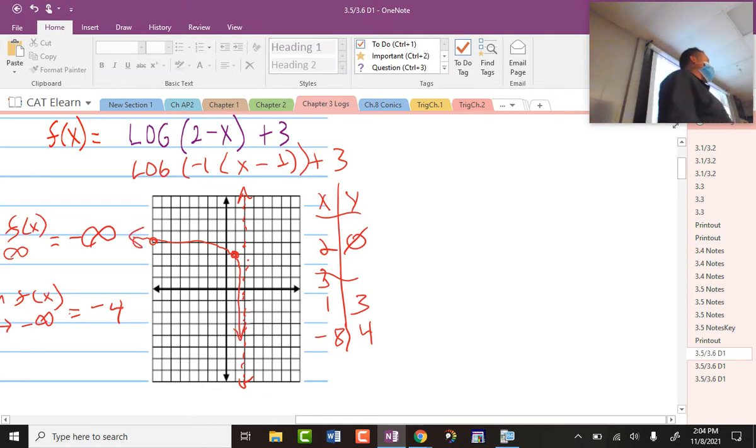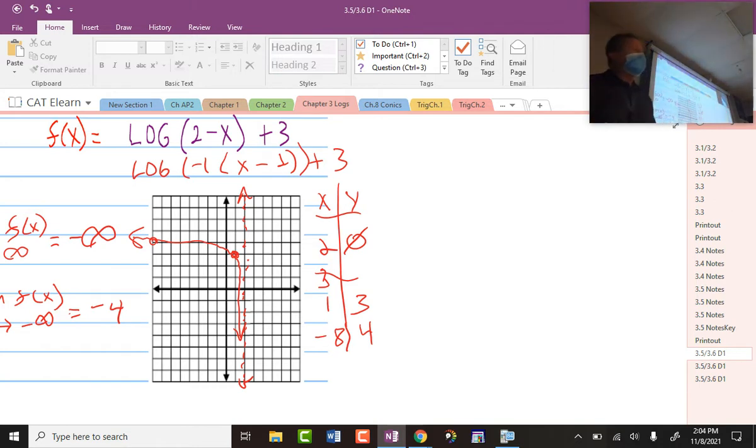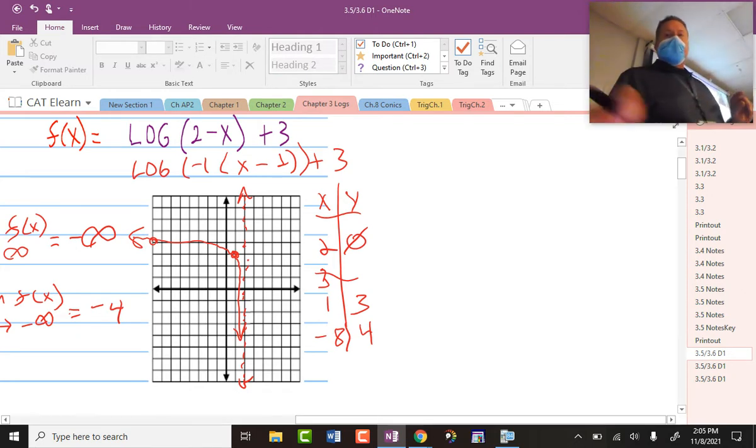Probably should write domain and range down. I'm getting lazy though. Domain is actually affected. It's negative infinity to that 2, that asymptote. The range is all real numbers. There is no horizontal asymptote holding anything down.